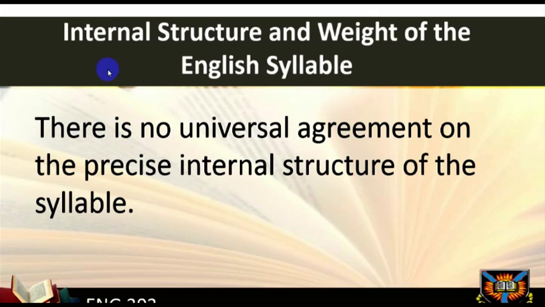Syllable: onset, rhyme, peak, coda. Internal structure and weight of the English syllable. We have learned that the syllable can be described from a phonetic as well as phonological perspective. It is good for us to know the internal structure of the English syllable and how the weight of its constituents affect it. There is no universal agreement on the precise internal structure of the syllable.